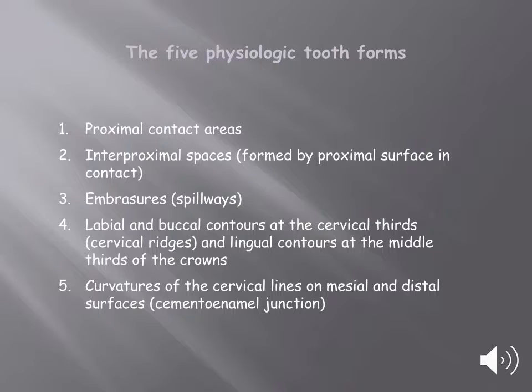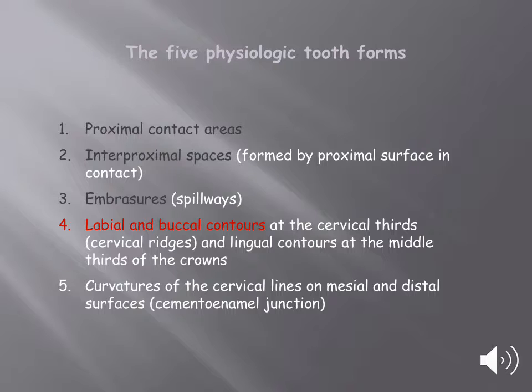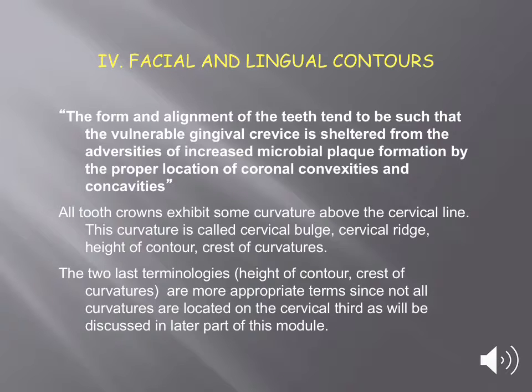The fourth physiologic tooth form is the labial and buccal contours. These contours, we call them the bulges or the extreme convexity. So that area of extreme convexity or the greatest bulge of a tooth, that is what we call the facial and lingual contours. The greatest convexity at the buccal and lingual or facial and lingual contours of the tooth, that is the physiologic form that we are talking about.